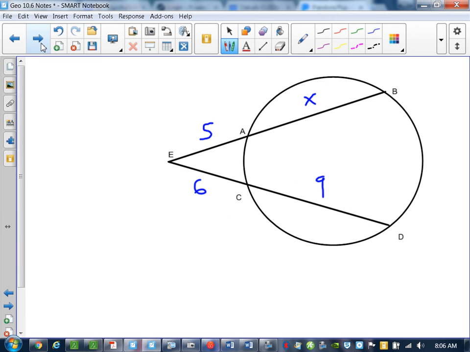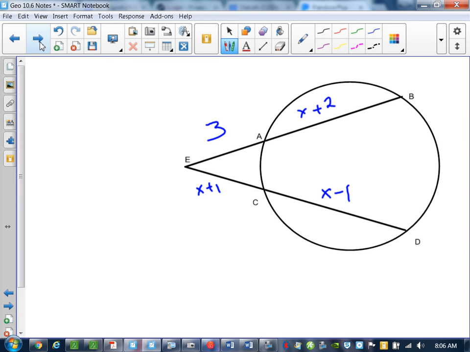Let's try another one. Actually, let me see if I think I got one in here with algebra. Yeah, let's do this one.